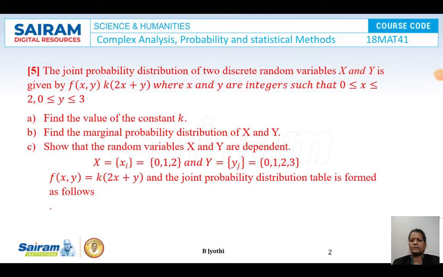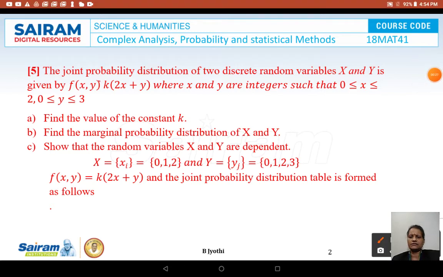The joint probability distribution of two discrete random variables x and y is given by f of x, y is equal to k times (2x plus y), where x and y are integers such that x is varying between 0 to 2 and y is varying between 0 to 3.